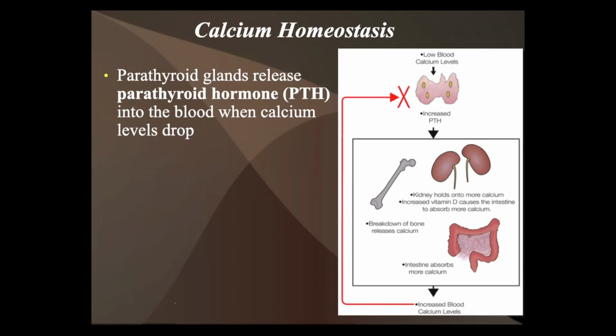So when the body needs more calcium, it goes to the bones and takes out calcium from the bones. And that's the main thing that happens with PTH, but two other things happen too. It makes the kidneys hold on to more calcium. And then increased vitamin D levels cause the intestine to absorb more calcium too. And those two things help increase the blood levels of calcium.